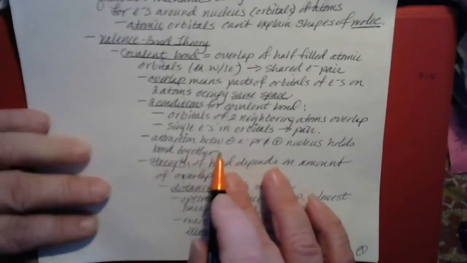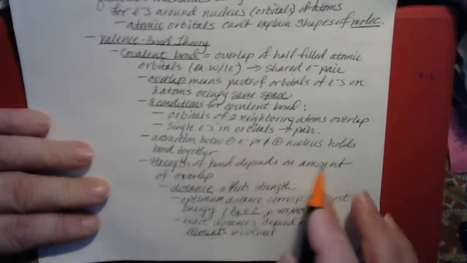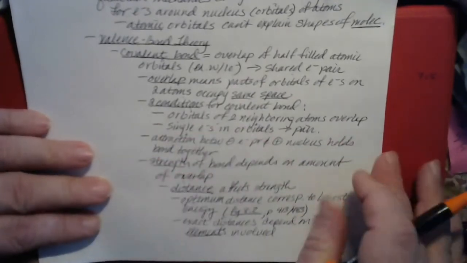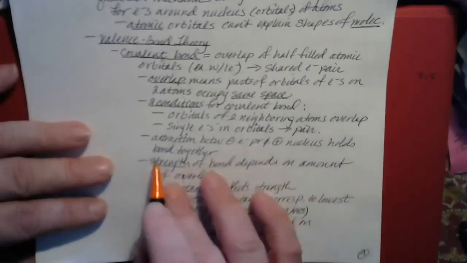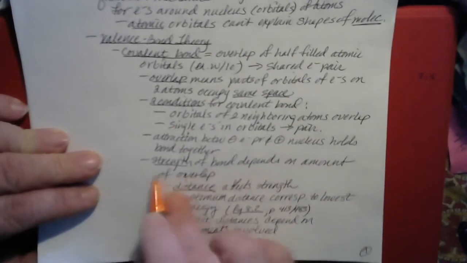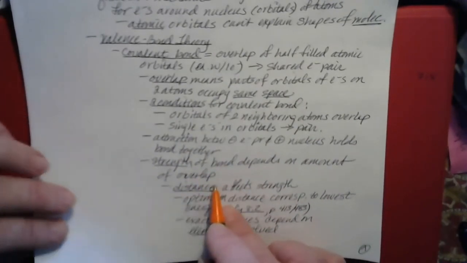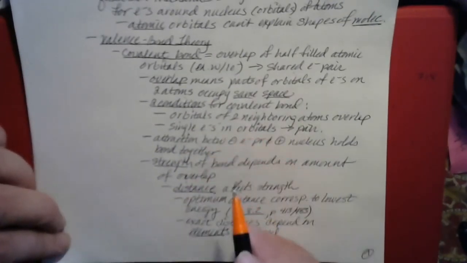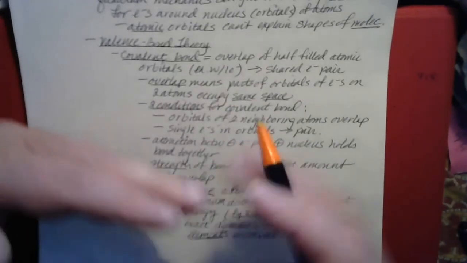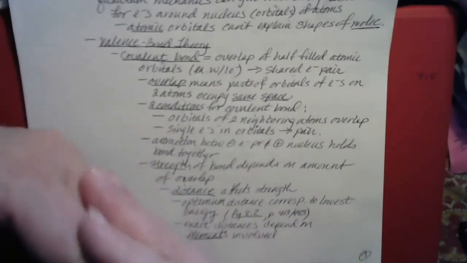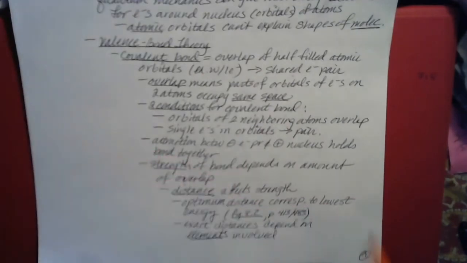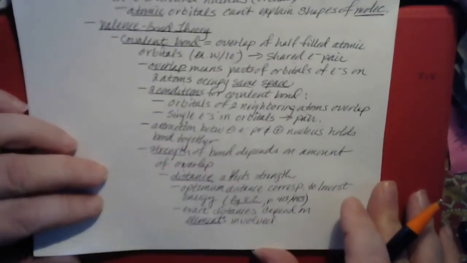In practice, the attraction between the negative electron pair and the positive nucleus of the two atoms on either side of the electron pair that's being shared, that's what holds the bond together. The strength of the bond depends on the amount of overlap. In the valence bond theory, it's treated as a physical overlap of the two orbitals, and the more they overlap, it's like overlapping this much versus overlapping this much. The more they overlap, the stronger the bond is.